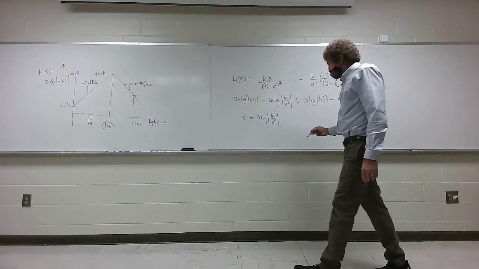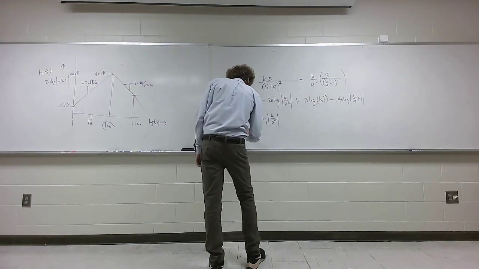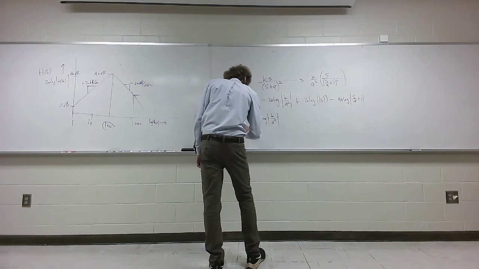So it makes it nice because that means if I have 0 dB to the 10th power, I have simply what? 1 equals k over a squared. Y'all follow me?